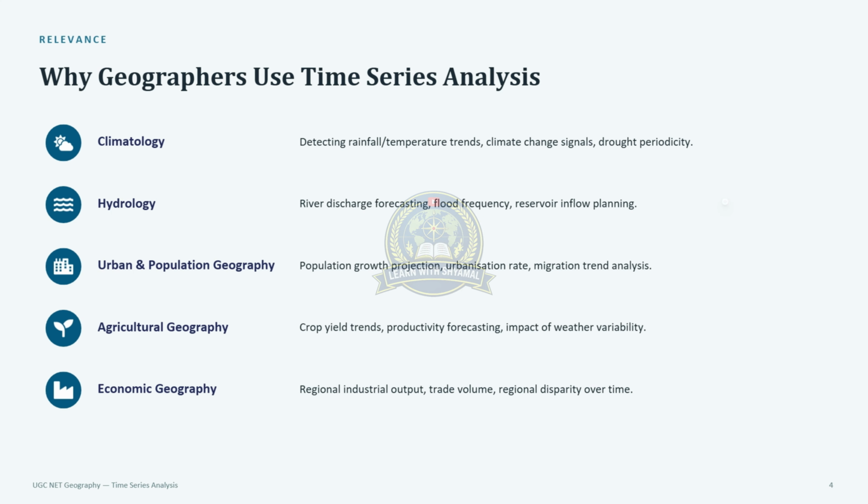Why do geographers use time series analysis? Climatology: detecting rainfall and temperature trends, climate change signals, drought periodicity. Hydrology: river discharge forecasting, flood frequency, reservoir inflow planning. Urban and population geography: population growth projection, urbanization rate, migration trend analysis. Agricultural geography: crop yield trends, productivity forecasting, impact of weather variability. Economic geography: regional industrial output, trade volume, regional disparity over time.